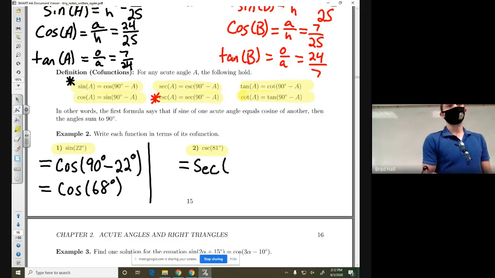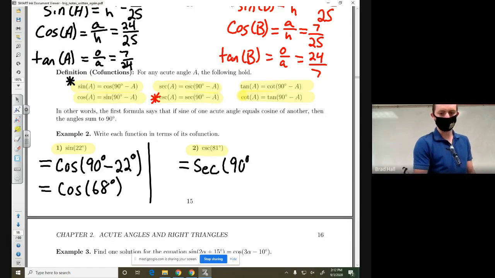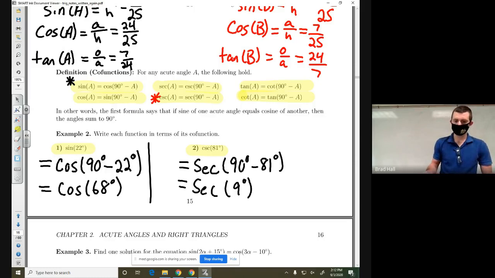And notice all of these formulas are the exact same in regards to the input. It says just write down 90 degrees no matter what, and then subtract by whatever was there originally. And that would be it. So that's all you have to do. Nothing too crazy.